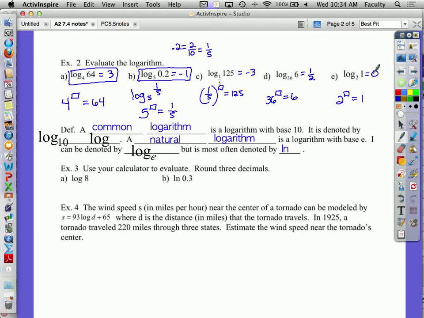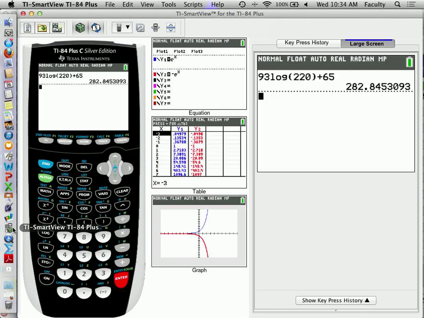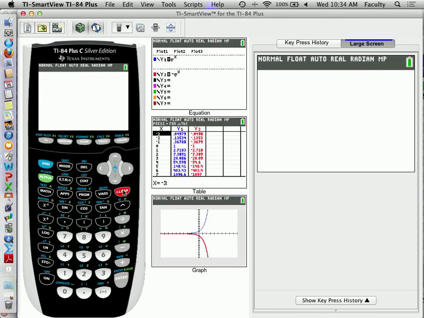So what I want you to do is take out your calculators, and look down the left column. There's a log button and an ln button. So we're going to use both of these. At this point, eventually we'll get to change of base where you can do different bases on the calculator. But right now, with the calculator, we're only going to do base 10 and base e.